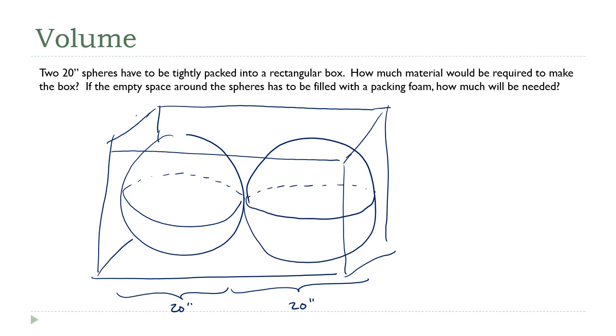We have a rectangular solid, and it's got six pieces, right? There's the two side pieces. Let me put this one in here. This is going to be 20 inches because that's the distance across one of the spheres. And the height here is also going to be 20 inches because that's also the distance across a single sphere. So my surface area is going to be 2 times 20 times 20. That's the left and right hand pieces.